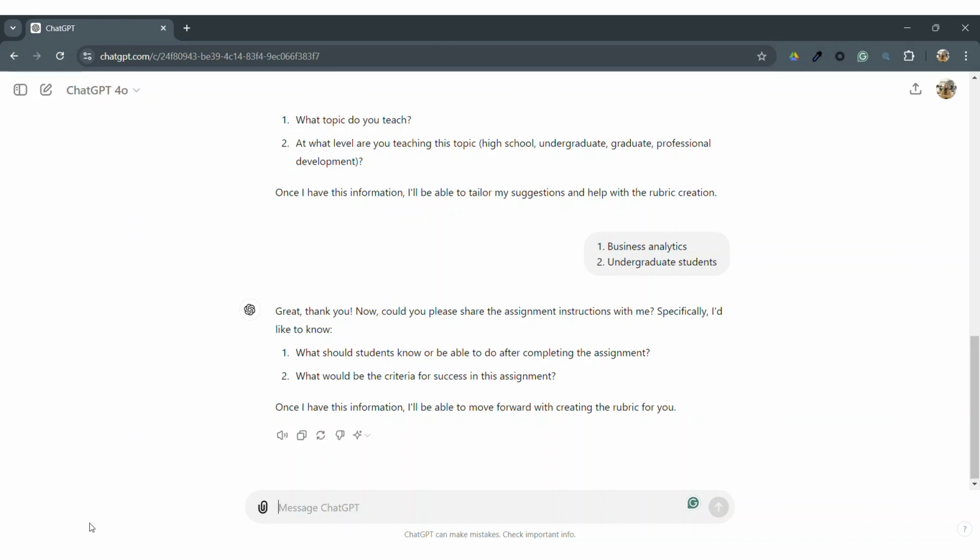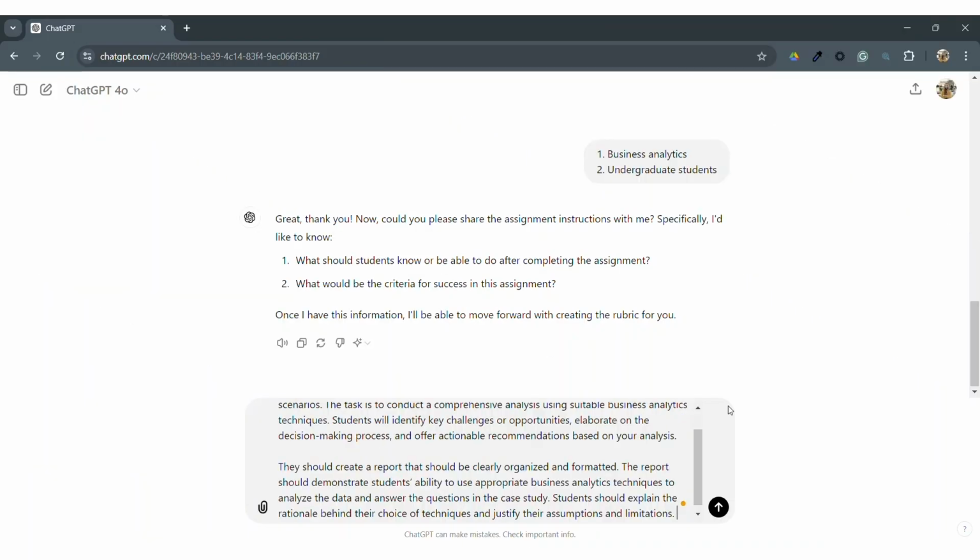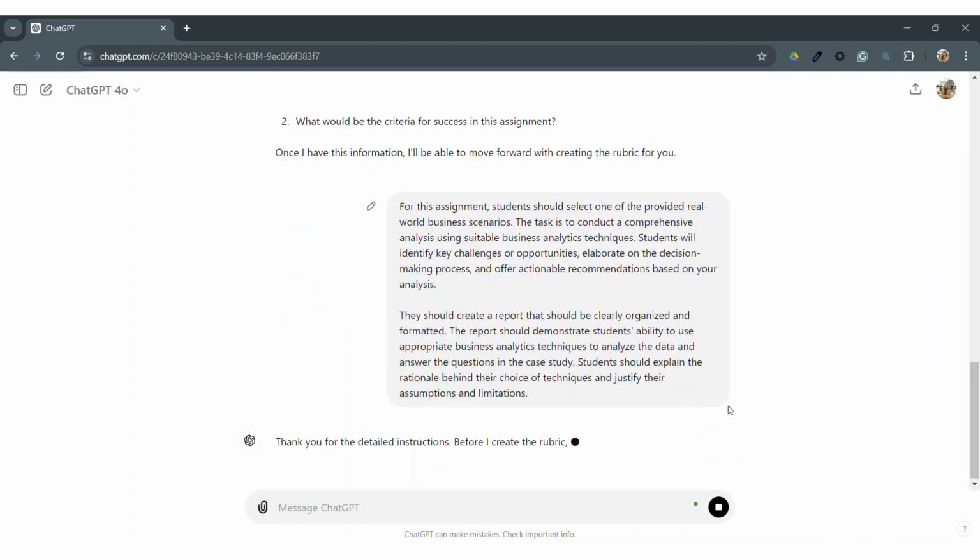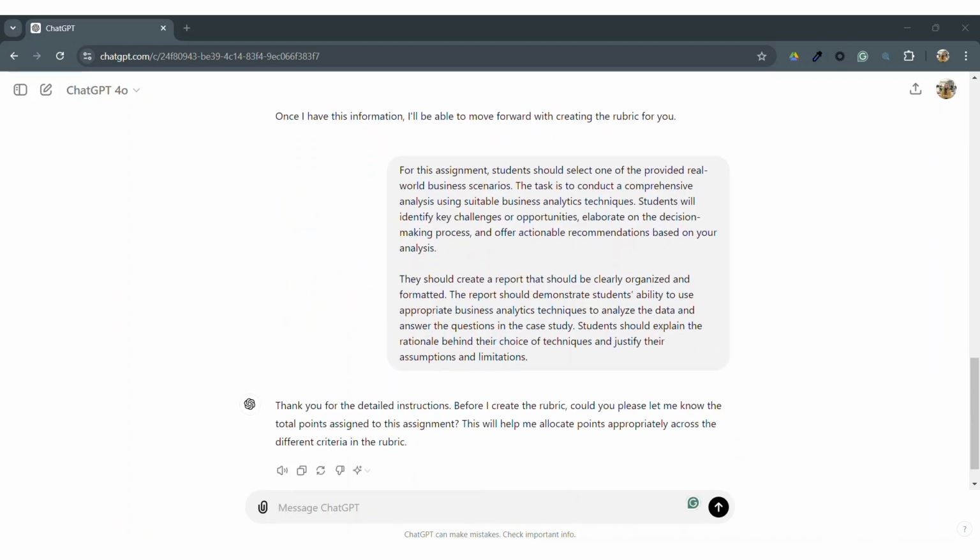So let's say that we have a task where students need to analyze one of the provided case studies with the help of the business analytics techniques that they have previously learned. And based on this analysis, they need to write a report that summarizes their findings. Okay, let me put this all into writing. Okay, I have put all of this into writing, and let's transition to step number 3, which is allocating points.